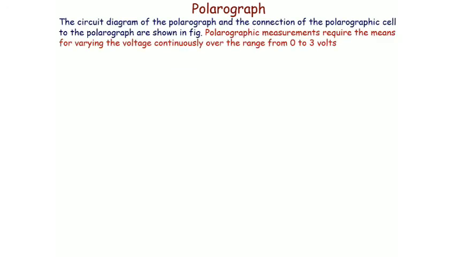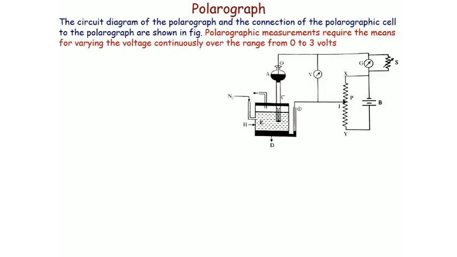The next point is the polarograph. Polarograph is an apparatus which is useful for measurement of current during polarography. Look at the diagram. It is a circuit diagram of polarograph. The circuit diagram of polarograph and the connection of the polarographic cell to the polarograph are shown in the figure. Polarographic measurements require the means for varying the voltage continuously over the range from 0 to 3 volts. Therefore, here a potentiometer is used.